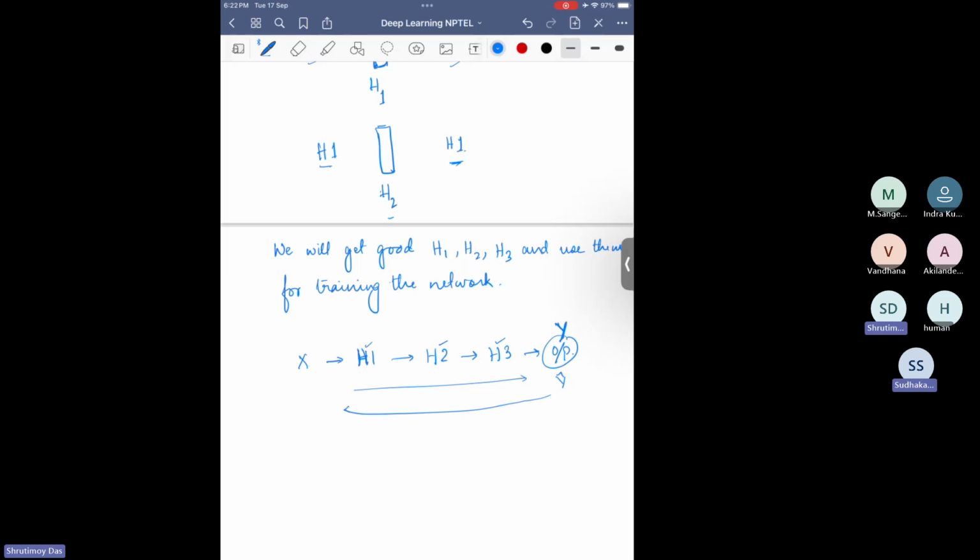This is called a fine tuning algorithm. Fine tuning means you have already learned some weights to get something such as H1, H2, or H3, and now you are fine tuning them again by looking at the label of that input that you have.